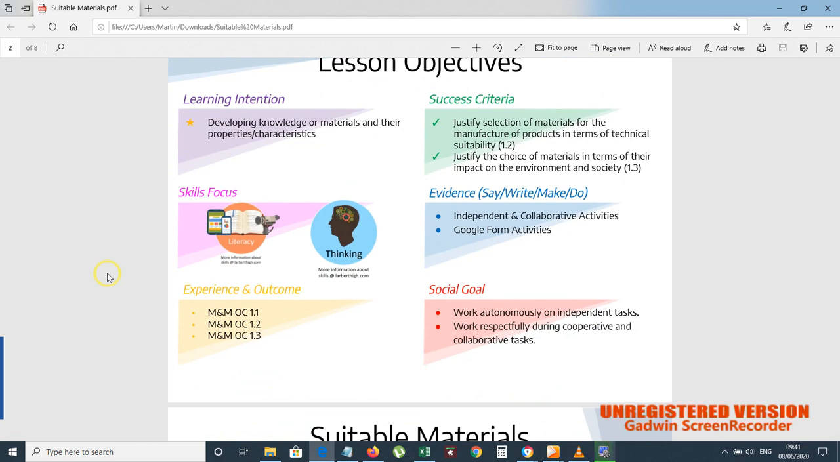Okay, so what we're trying to do is get this ability to say why we're using materials, the choice of them in terms of their impact on environment and society. This will become quite important, this bit here. We need to understand that comes up in a lot of subjects these days, not just maths subjects. Technical suitability: saying why we're actually selecting a material and the reasons for selecting it.